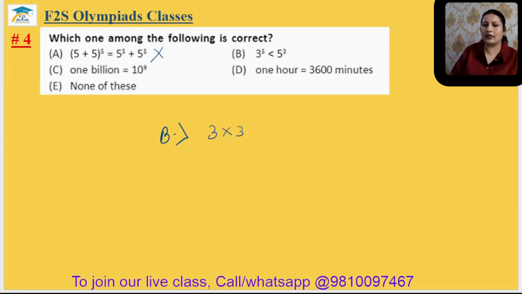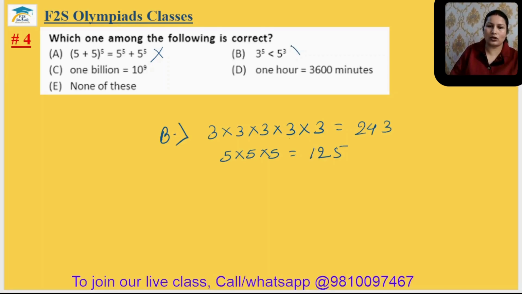3 multiply 3 multiply 3 multiply 3 multiply 3. So 3 3s are 9, 9 3s are 27, 27 3s are 81, 81 3s are 243. And 5 multiply by 5 multiply by 5, that is your 125. No, it is also wrong.